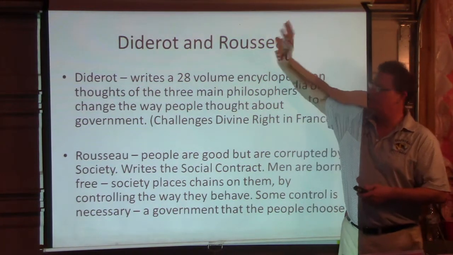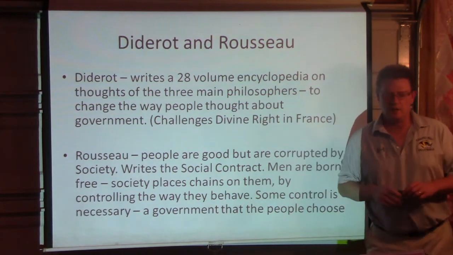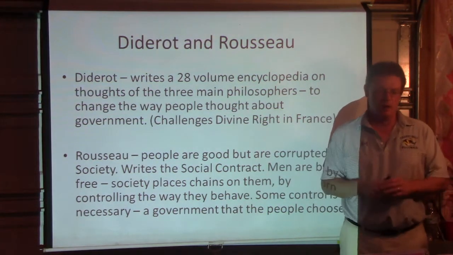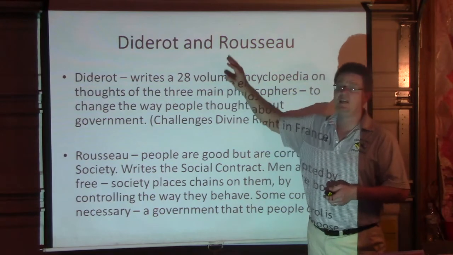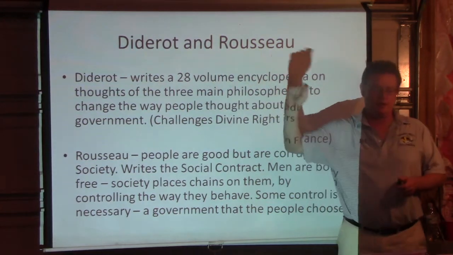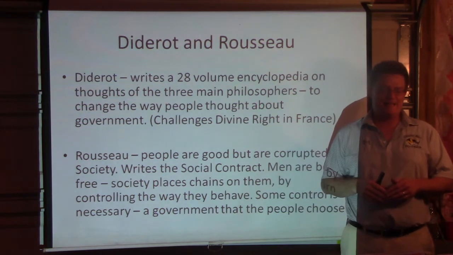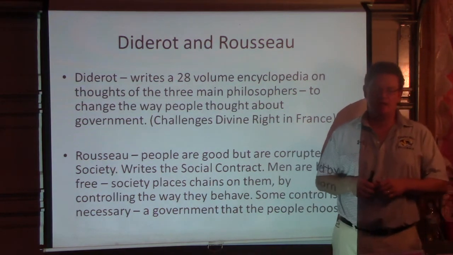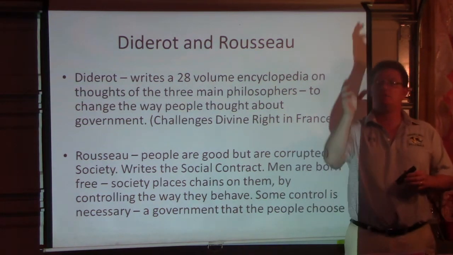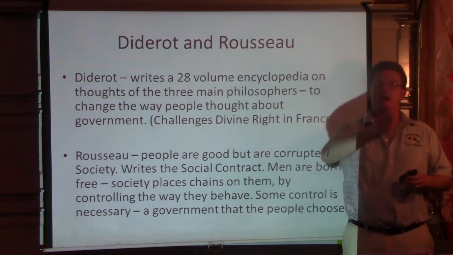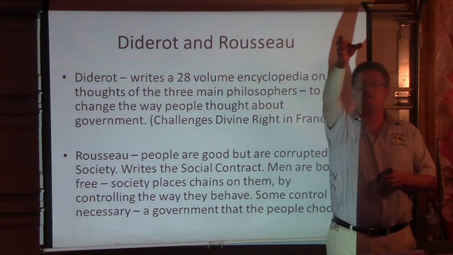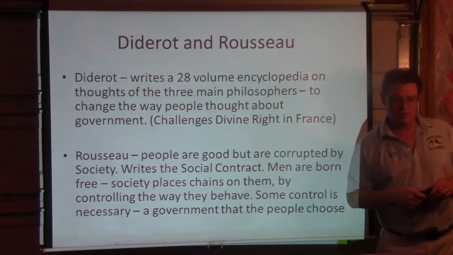So anyway, now we're going to keep on going, and we're going to talk about some other guys. First one is a guy named Denis Diderot. Diderot, I say it, Denis Diderot, all right, because he wrote a lot. Diderot will publish a 28 volume set of encyclopedias. Like your parents, when we were kids, we had to do a book report. We had A, B, C, D.